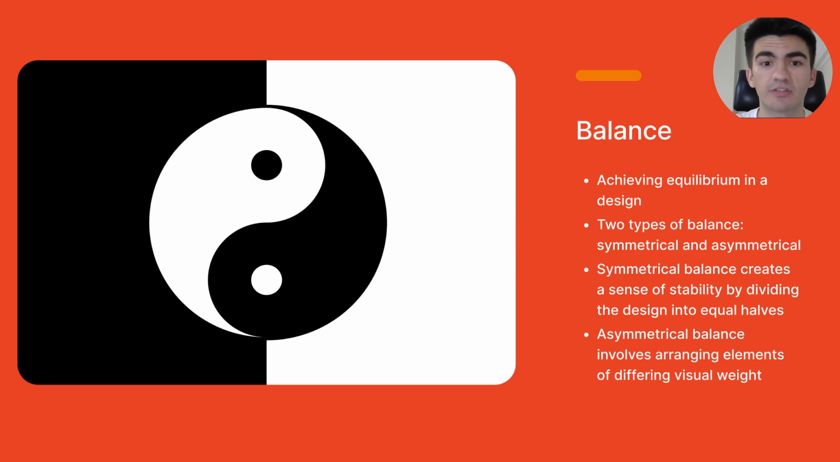Asymmetrical balance involves arranging elements of differing visual weight to create balance, unlike the arrangement of identical elements in such a way that it is impossible to find an excess of symmetry in the composition.